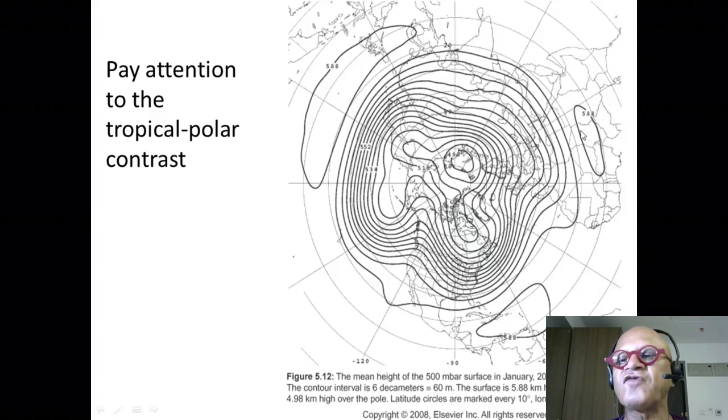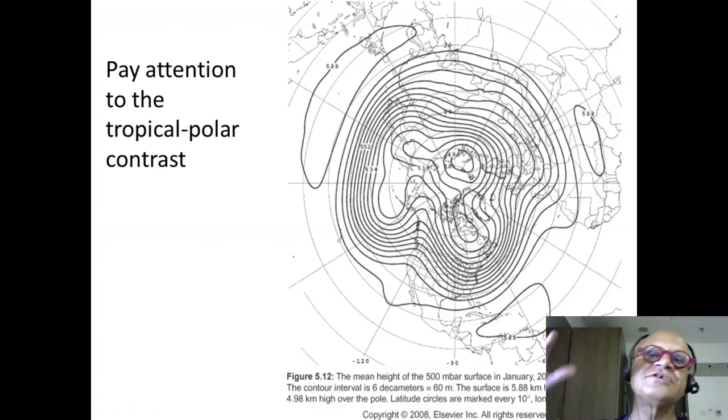So what are we looking for? We are going from a geopotential height of the 500 millibar surface being 5.88 kilometers. 5.88 kilometers is about the middle of the atmosphere. 500 millibar tends to be about the middle of the atmosphere. Okay, towards the poles the height is dropping to about 4.98 kilometers. So almost a 1 kilometer drop, right?